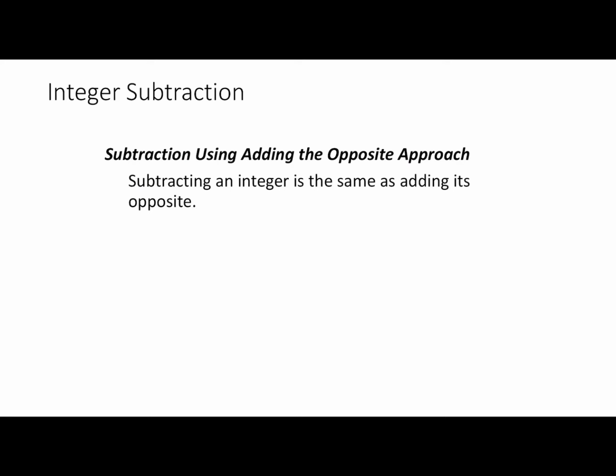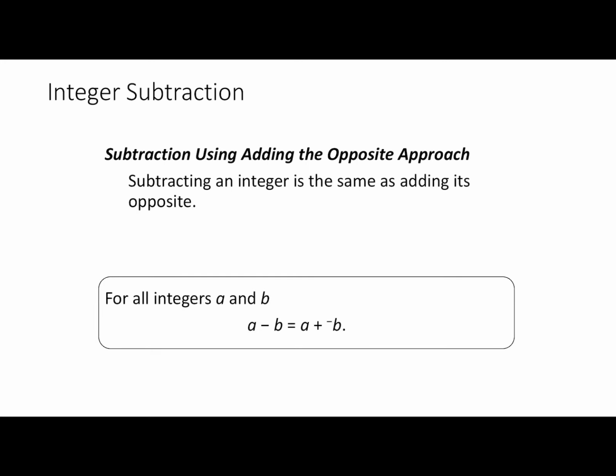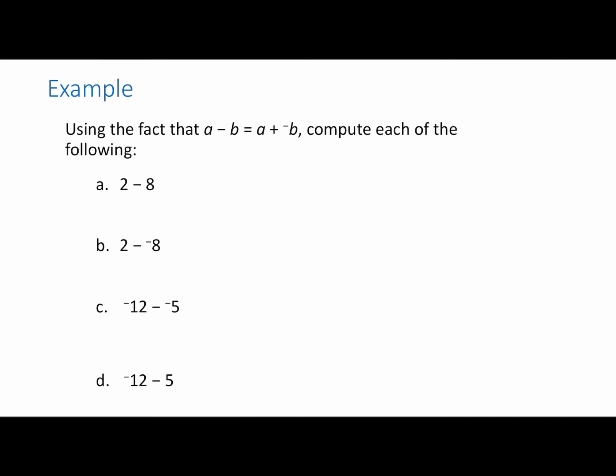We can use an opposite approach for subtracting an integer. Subtracting an integer is the same as adding its opposite. That means that a minus b is the same as a plus negative b. So let's use that fact to compute some differences. 2 minus 8 is going to be the same as 2 plus negative 8. And now you could use a chip model or a number line model, or if your students are a little further along, maybe they've got these down. 2 plus negative 8 is negative 6.